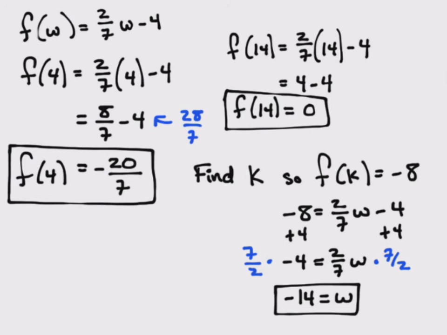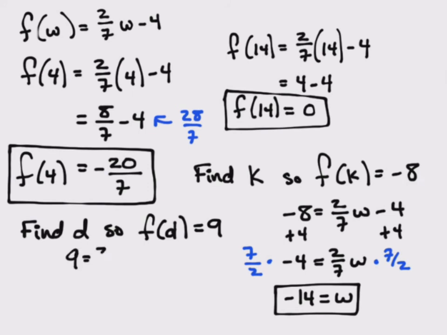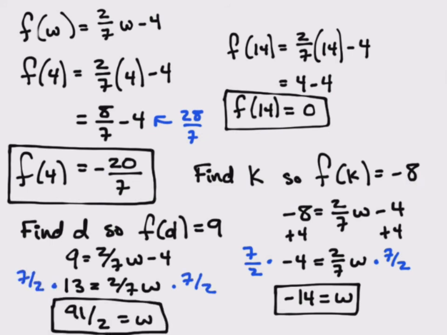Last example, we could find out what the input would have to be so that the output were 9. So all we do is substitute 9 in for our output, leave our input variable as a variable, and solve. And we see that in order for our output to be 9, our input needs to be 91/2.